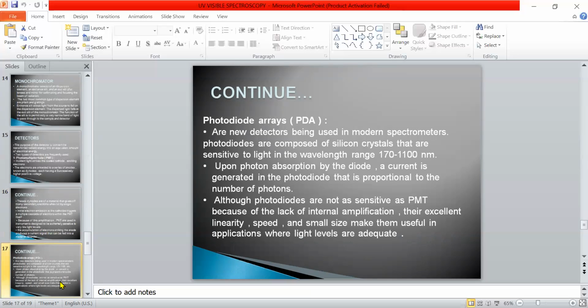The second one is photodiode arrays, which are newer detectors used in modern spectrometers. Photodiodes are composed of silicon crystals that are sensitive to light in the wavelength range of 170 to 1100 nanometers. Upon photon absorption by the diode, a current is generated in the photodiode and this is proportional to the number of photons. Although photodiodes are not as sensitive as PMTs because of the lack of internal amplification, their excellent linearity, speed, and small size make them useful in applications where light levels are adequate.